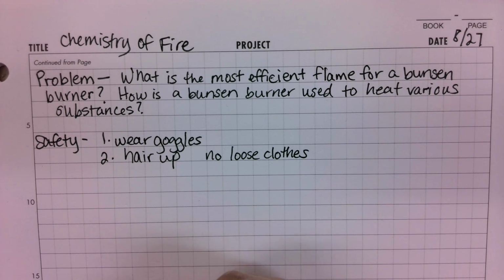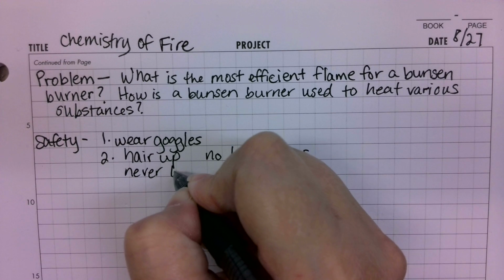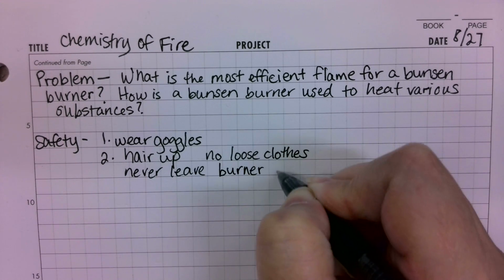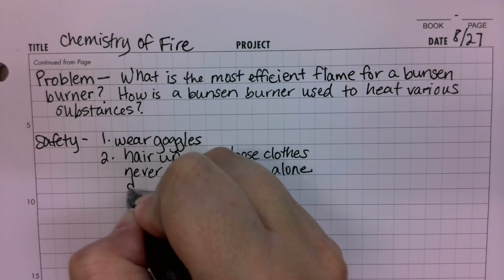Then the next it says never leave the burner unattended. So never leave burner alone. So one of you stays with the lab as long as the burner is on. And every once in a while something happens and we need to have someone notice right away if the burner falls over or something like that. Do not reach over the burner.